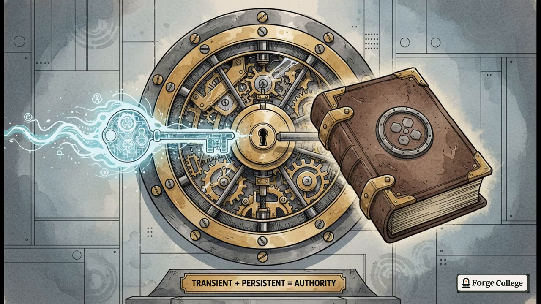Transient signer checks are never, and I mean never, a substitute for persistent on-chain authority. The signature simply proves who is executing the transaction right now. But the persisted account data, that proves who actually owns the rights to the vault. You always need both working together to keep things secure.